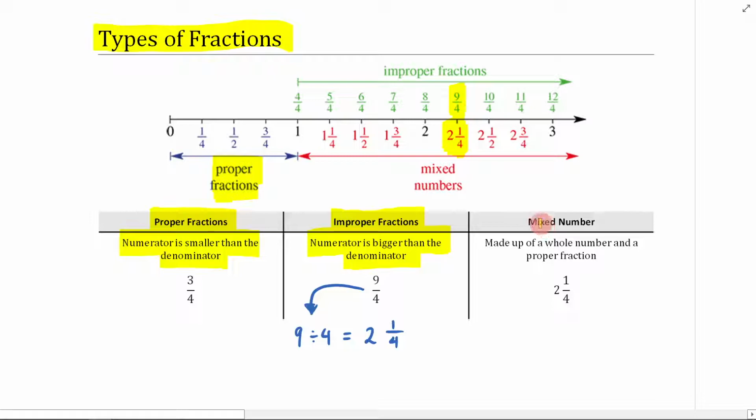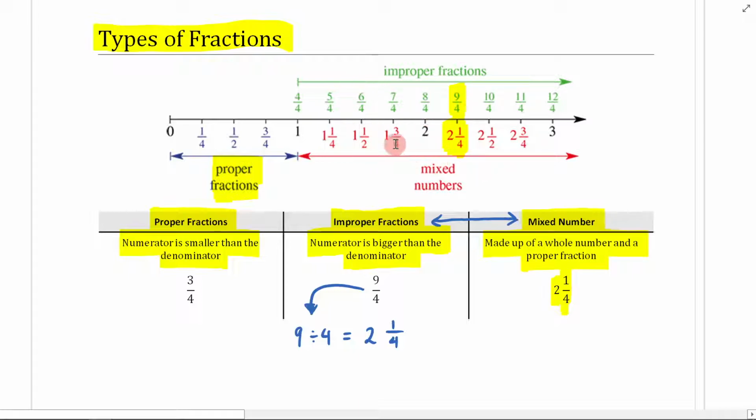That now brings us to our final definition, and that is a mixed number. A mixed number is made up of a whole number, in this case 2, and a proper fraction, in this case a quarter. Notice that it's a proper fraction because our numerator is smaller than our denominator. What I really want you to appreciate here is that an improper fraction and a mixed number are two different ways of representing numbers that are greater than 1. That's what you really have to take home.